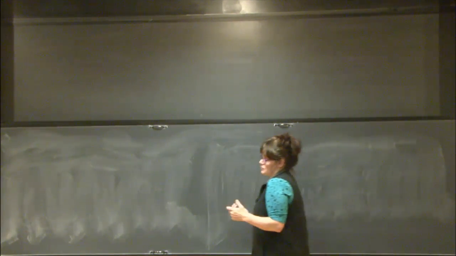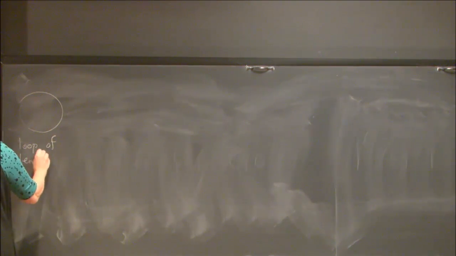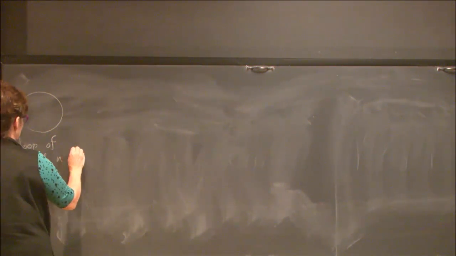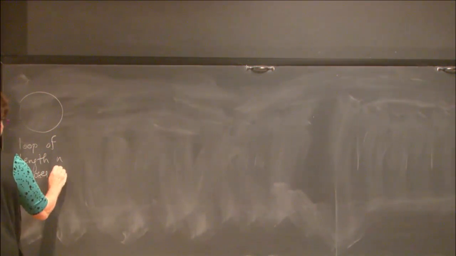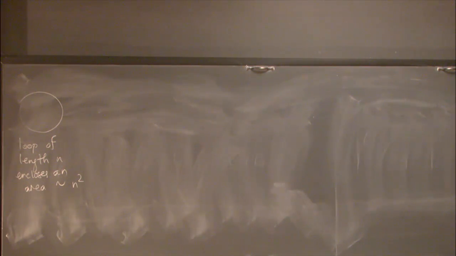Another candidate that you could do, and I know Olga mentioned this in her talk, here's another feature of Euclidean space that you might want to generalize: if I take a loop of length n, it should enclose an area of about n squared, up to some constant multiple.